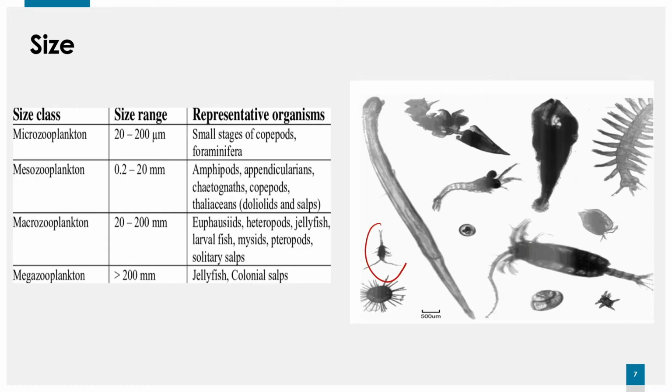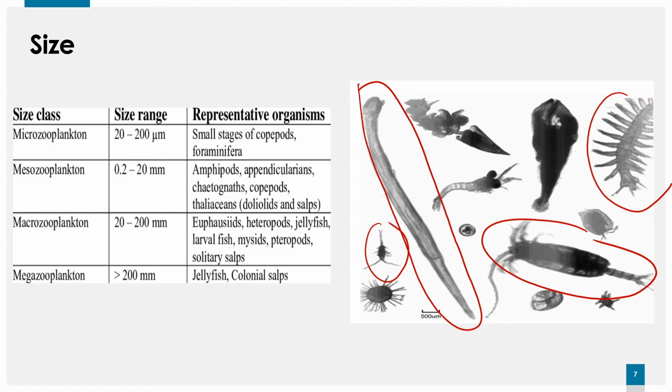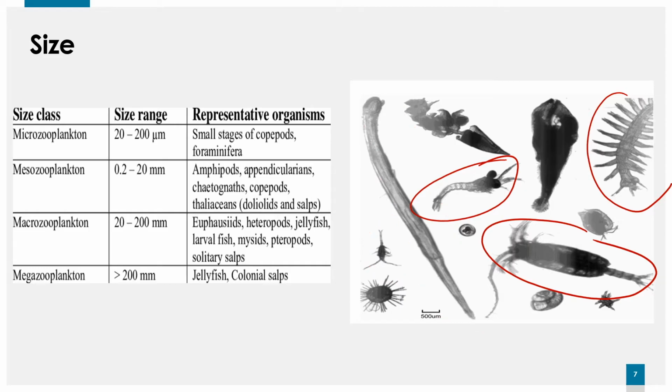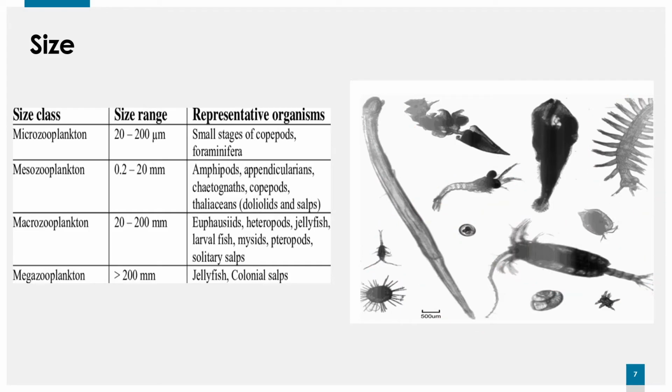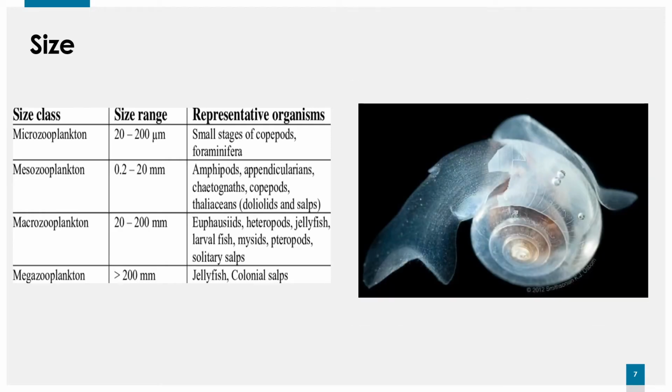And so again, we have different types of copepod here. We have what looks like some sort of marine worm. We have a chaetognath here, a Euphausid here. So many different shapes and sizes, all included in the mesozooplankton category. Okay, and moving on. So the next one we have are macrozooplankton.